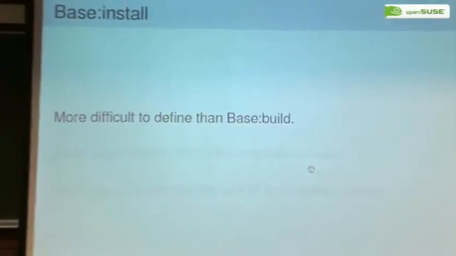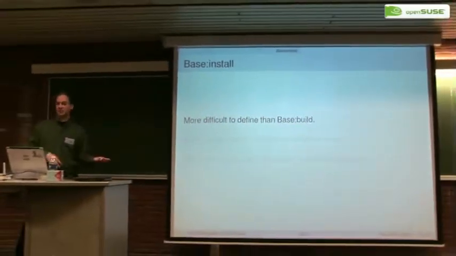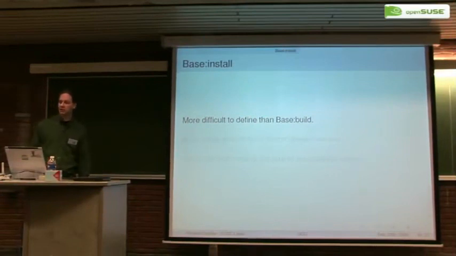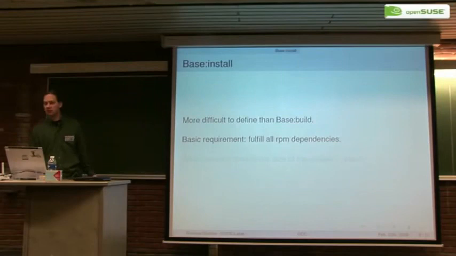So what's now the base install part? The base install part is the opposite of the building part. So we are no longer interested in build dependencies, but only in dependencies that get pulled in at install time. That is what we want always to fulfill, all RPM dependencies, so that in the end you could install the base install with a single RPM transaction without it complaining. So not just unpacking the RPMs into some directory, but using RPM for that.